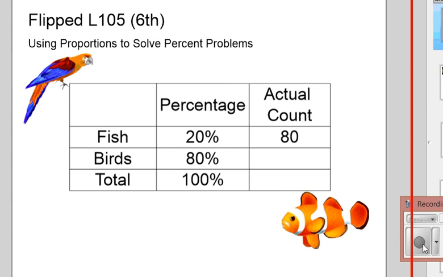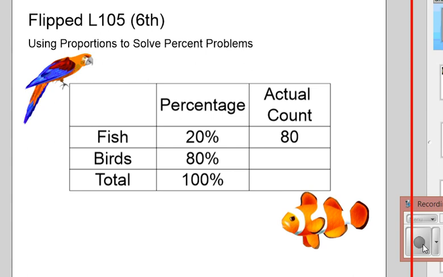And so our setup looks very similar to the things we've done already, right? So in this scenario, a store has 20% fish and 80% birds. Or maybe you want to talk about a zoo or something like that. Lots of different situations. As we look at this, we can see that our total is always going to be 100% because that's complete. So if there are 20% fish and the birds are 80%, I'm going to have 100% as a total.